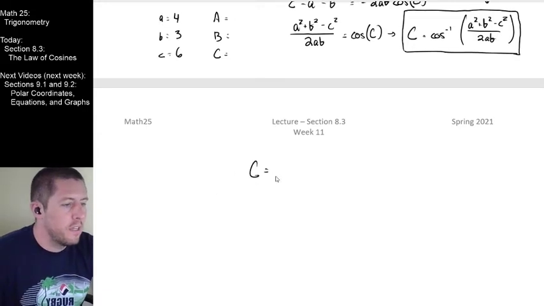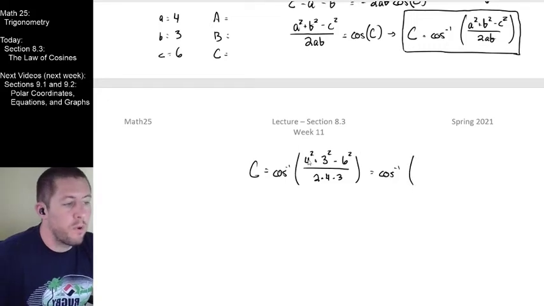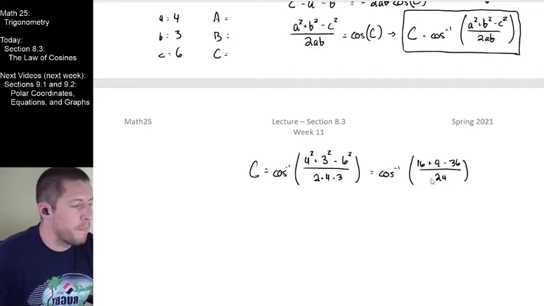So it looks like angle c should be the cosine inverse of, and now I've got a squared is 4, so we're going to get 4 squared plus 3 squared minus 6 squared, all divided by 2 times 4 times 3. And that should be cosine inverse of, so 4 squared is 16 plus 9 minus 36, all divided by 24. So it looks like it's going to be cosine inverse of 25 minus 36 is negative 11 over 24.